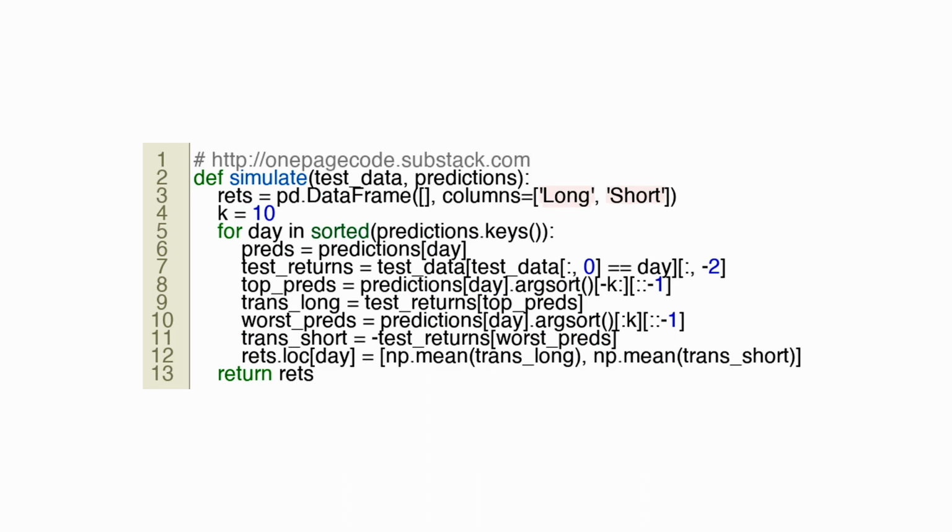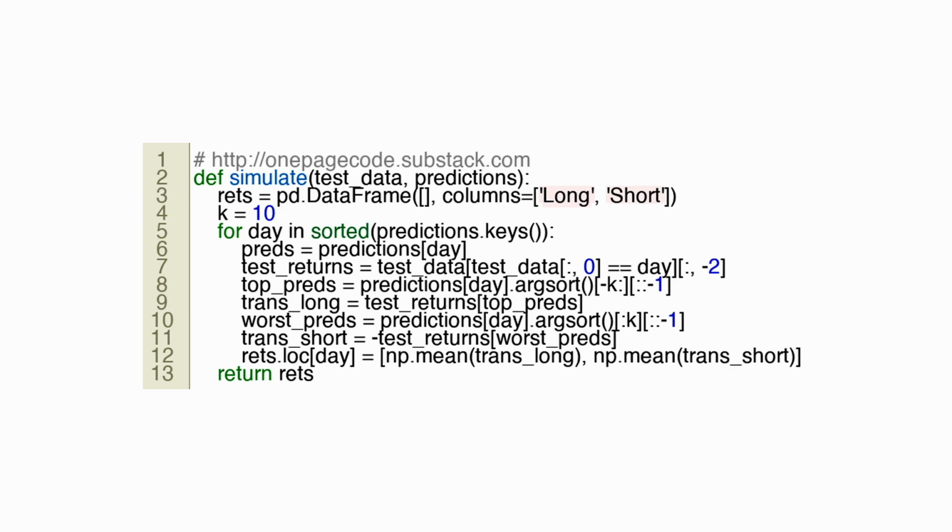The first line of code defines a function named simulate that takes in 2 parameters, test data and predictions. The function returns a data frame with 2 columns, long and short. Next, a new data frame named rets is created with 2 empty columns, long and short. The variable k is assigned a value of 10. A for loop is then set up to iterate through each day in the sorted list of keys in the predictions dictionary.